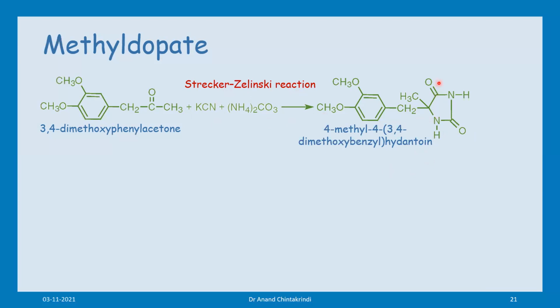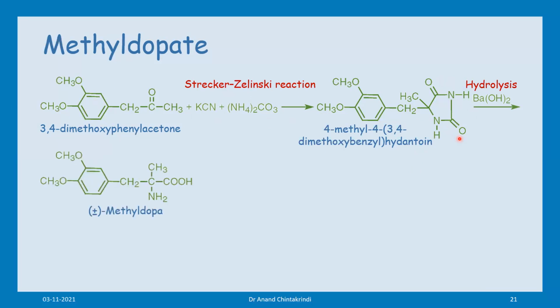The next step is hydrolysis of this hydantoin ring. So you hydrolyze at this position and at this position using barium hydroxide. I repeat, this amide bond is broken and this amide bond is broken. So a formamide kind of moiety is eliminated to form a racemic mixture of methyldopa.